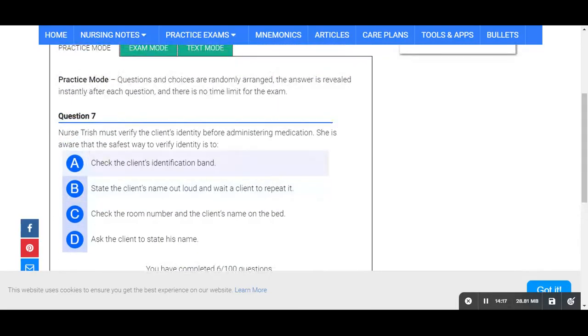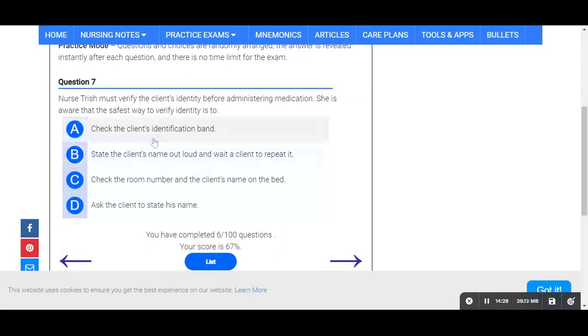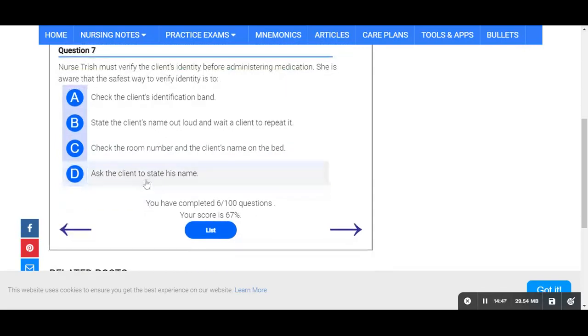Nurse Trish must verify the client's identity before administering medication. She is aware that the safest way to verify identity is to check the client's identification band. No, this is not the safest way. I mean, it is a good one, but you have to ask the client first, right? State the client's name out loud and wait for the client to repeat it. Check the room number and the client's name on the bed. No, ask the client to state his name. This is the best way to verify the client, by asking the name.